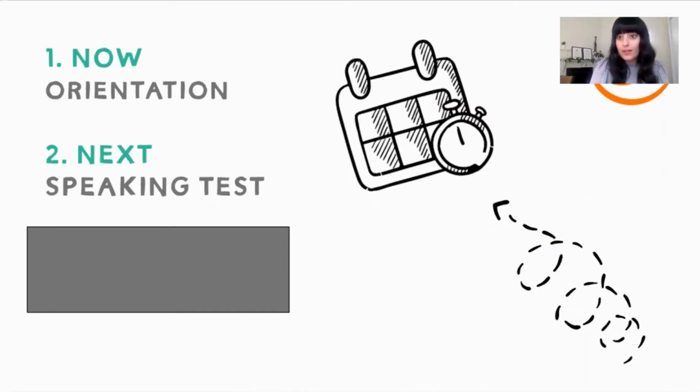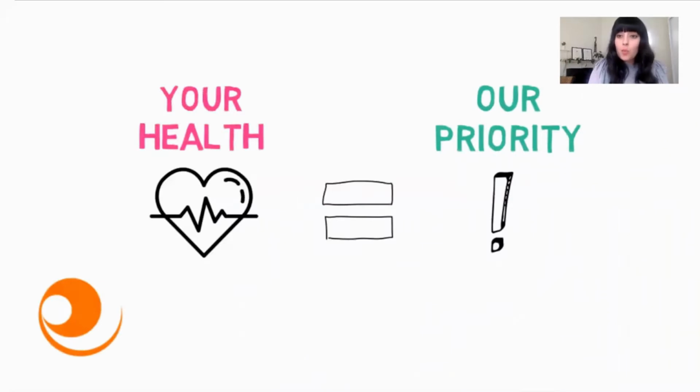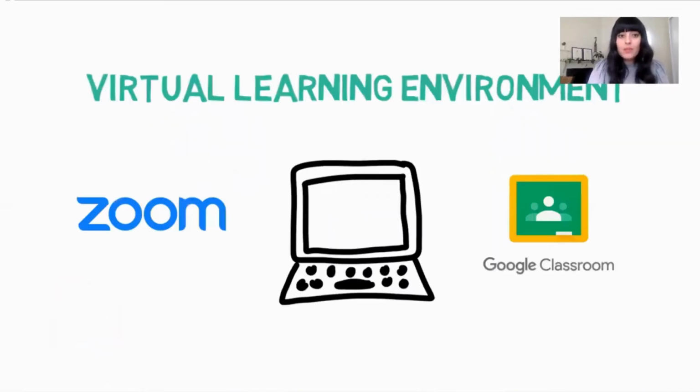your online class. It's important to remember that your health is our number one priority here at English Unlimited, and for that reason our staff will be working online just so we can ensure your health and safety during this time. So for this reason, we have a virtual learning environment that we are using to deliver our classes.